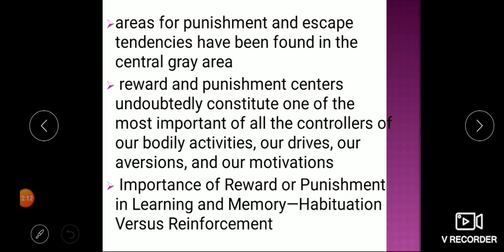Habituation versus reinforcement. If you are rewarding for some good act, learning takes place. And if you are punishing for a wrong act, that is also learning: I should not go in that area once more. And that goes into memory now. This good thing is attached to a reward, this bad thing is attached to a punishment. So that is again a memory. These are again important functions of the limbic system.